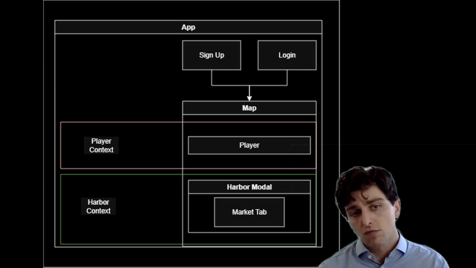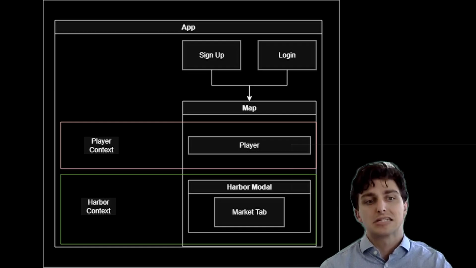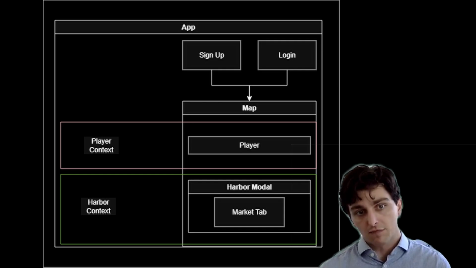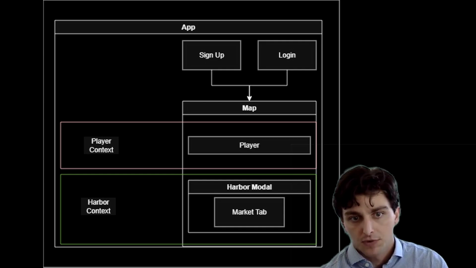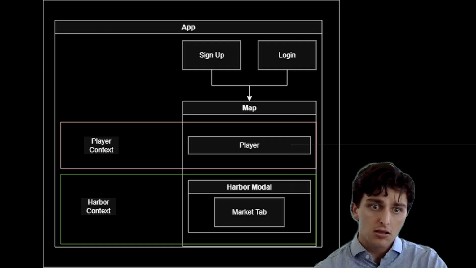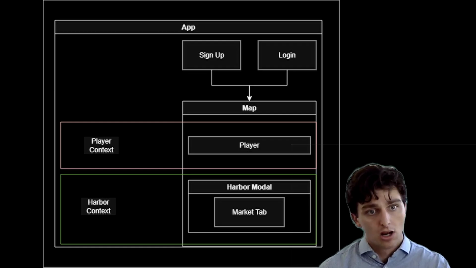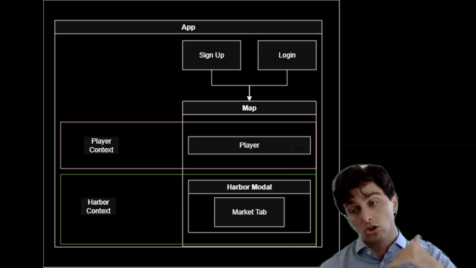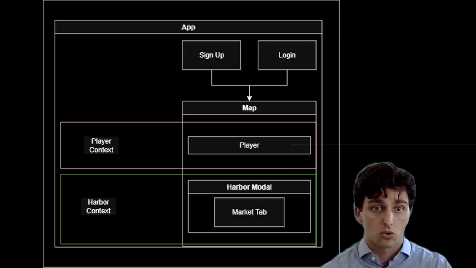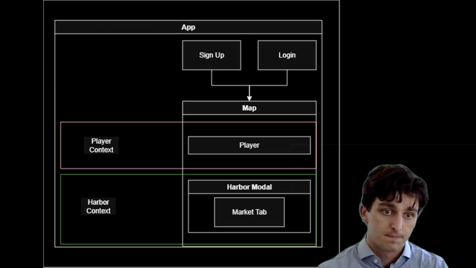This is a lot more straightforward than adding a fetch API into every component to grab the information from the backend. It also prevented prop drilling, which I learned is sending the props of the player and harbor from the parent down a long line of children. So it was a lot more clear to use that context.